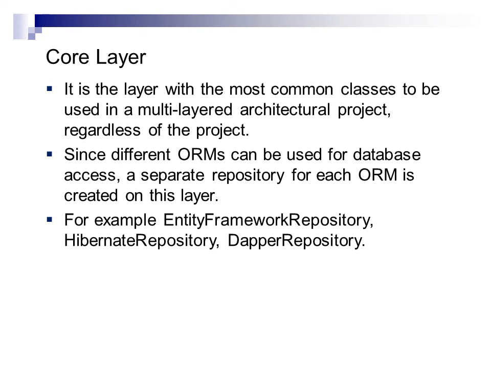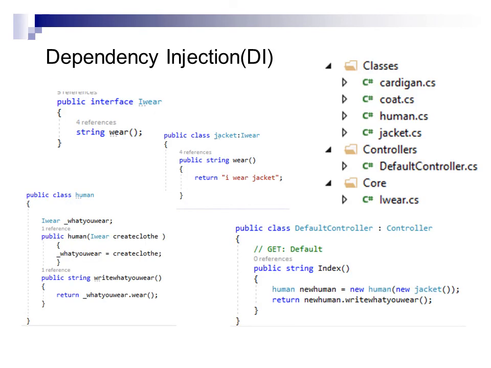Since different ORMs can be used for database access, a separate repository for each ORM is created on this layer. Dependency injection, DI. Finally, I want to show a dependency injection code sample. In software engineering, dependency injection is a technique in which an object receives other objects that it depends on.